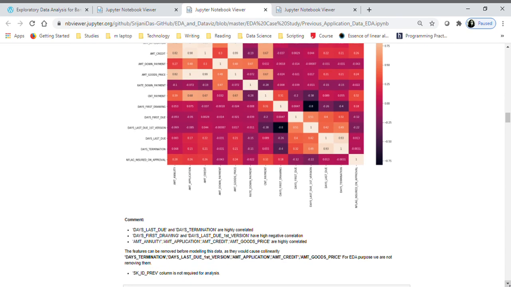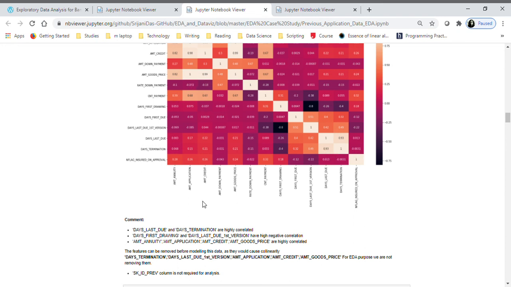So here I have checked out the correlations. As you can see here, the lighter shade means very highly correlated. If we keep both of these features, it will result in multicollinearity in the final model. We can see DAYS_LAST_DUE and DAYS_TERMINATION. These two features are highly correlated. It means that whatever information this feature is giving us, almost the same information is given by this one as well. So we can keep just one to convey the information. We don't need two of them.